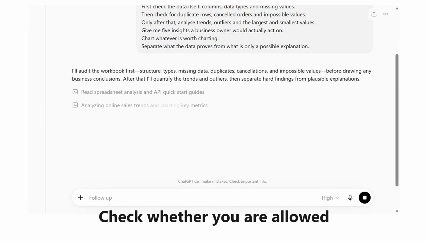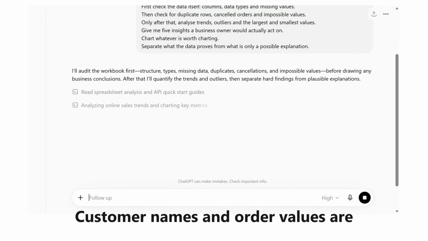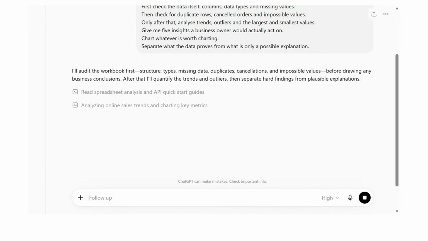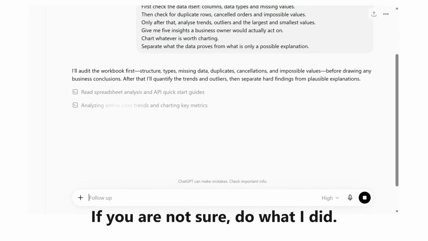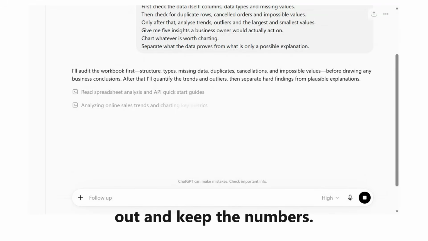While it works, check whether you are allowed to upload the file at all. Customer names and order values are usually the part your company cares about. If you are not sure, do what I did. Take the identifying column out and keep the numbers. The analysis never needed to know who the customer was.